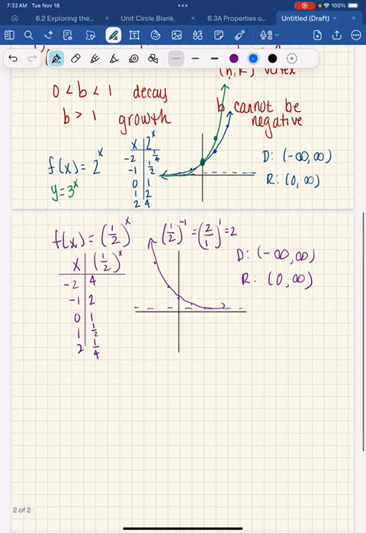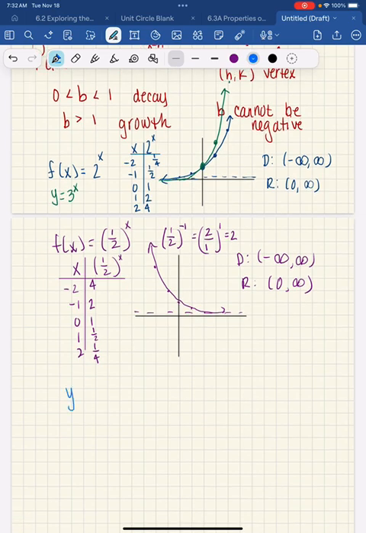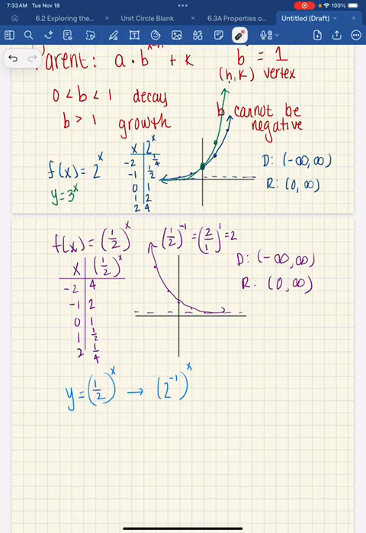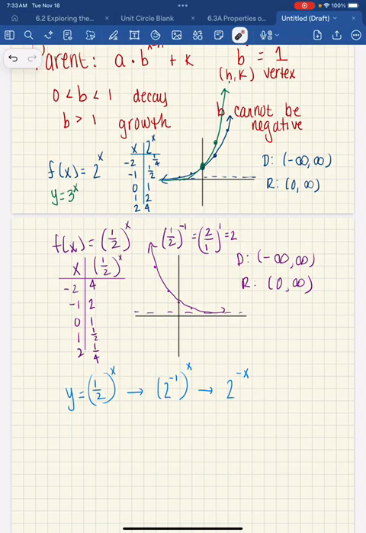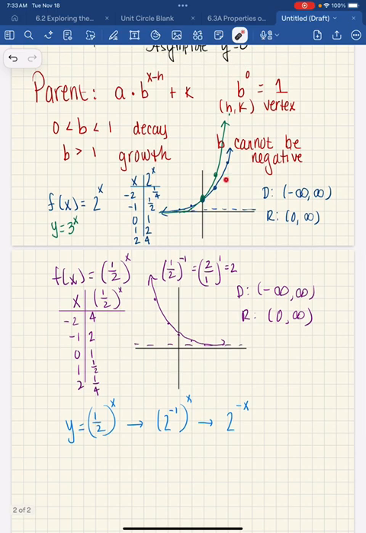Here we go. If you look at y equals 1/2 to the x, this is the exact same thing as 2 to the negative 1 to the x. So I took 1/2 and I wrote it as 2 to the negative 1. Well, if you multiply the exponents, you get 2 to the negative x. Okay, so here's what's totally cool. 2 to the x was here. What's this graph?